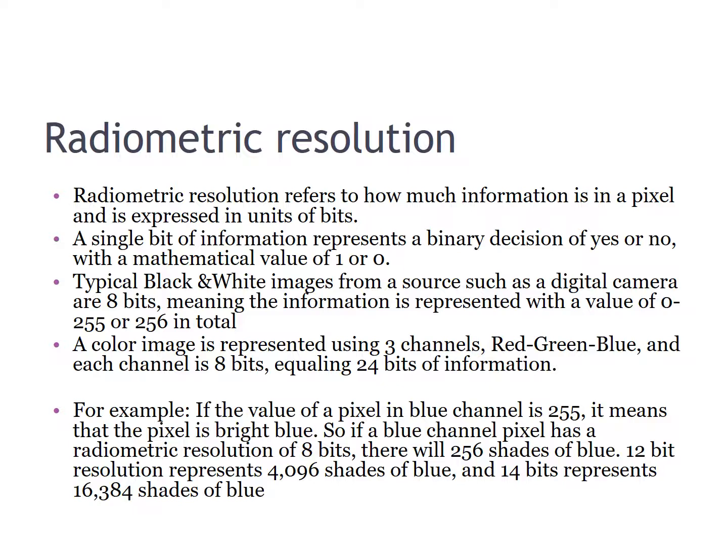So you don't want to be comparing a color image to a black and white image necessarily, because that's a significant change in terms of the radiometric resolution, and that can create issues. So for example, if the pixel value in the blue channel is 255, that means that pixel is bright blue. So if a blue channel has a radiometric resolution of 8 bits, there are 256 shades of blue. If it's 12-bit, then there's literally 4,096 shades of blue. And if there's 14 bits, it's 16,000 shades of blue. So, how blue is the blue? Radiometric resolution can make that not such an easy thing to answer.